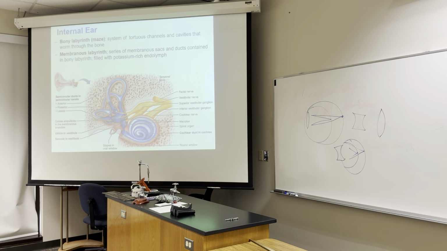Okay, so now in the internal ear, you have the labyrinth: the bony labyrinth and the membranous labyrinth. The bony labyrinth is the system of tortuous channels and cavities that wind through the bone. And what about the membranous labyrinth? A series of membranous sacs and ducts contained in the bony labyrinth, filled with the potassium-rich endolymph.